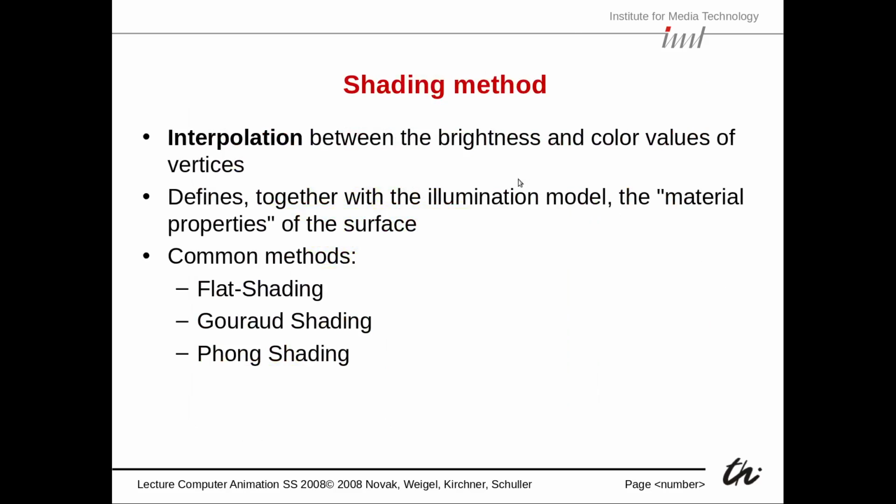Yeah, and then we need a shading method for the interpolation between the brightness and color values of vertices. Remember, we have a surface, and the surface might be more or less coarsely covered by our polygons, and that means we need a useful interpolation to get good results. So this defines, together with the illumination model, the material properties of the surface. Common methods are flat shading, Gouraud shading, or Phong shading.